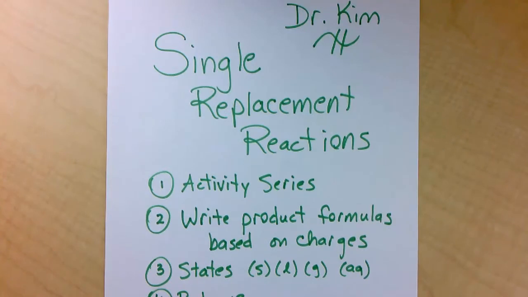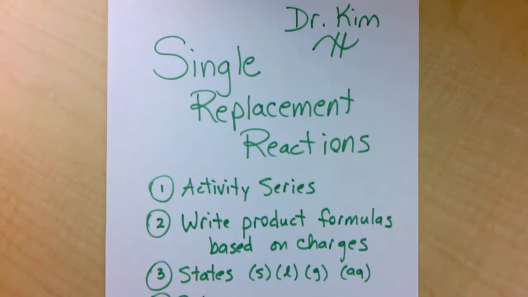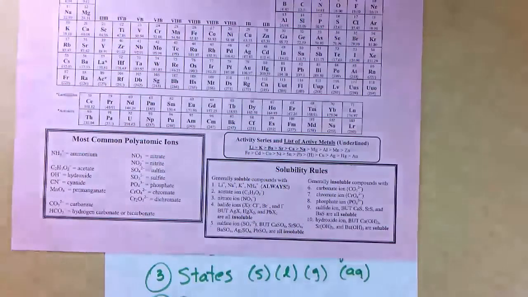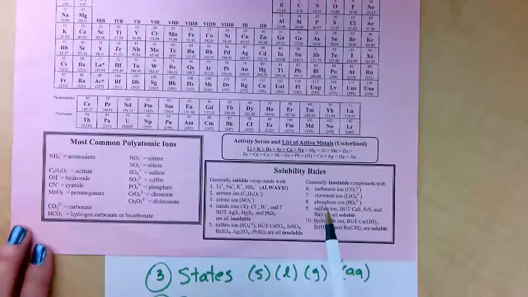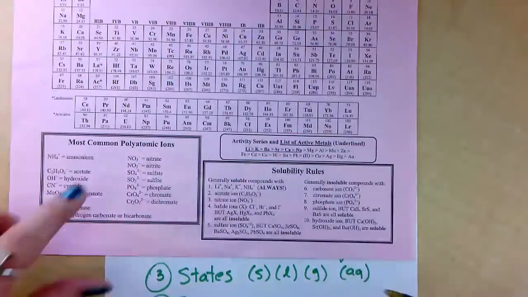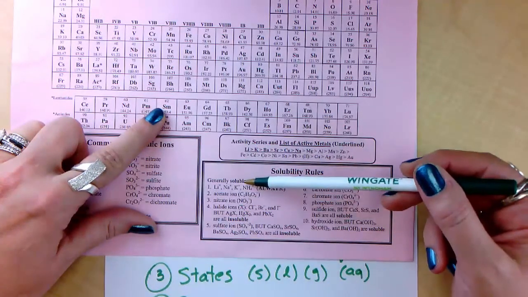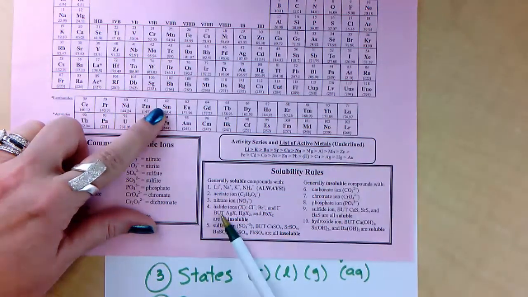The third thing you do is the states. You identify your products if it's an element as solid, liquid, or gas. And if it's a compound, it's either insoluble or soluble based on our solubility rules. Solubility rules are at the bottom of the periodic table in the corner. Generally, the first column contains compounds that are soluble, unless there's a but. The but is the exceptions.